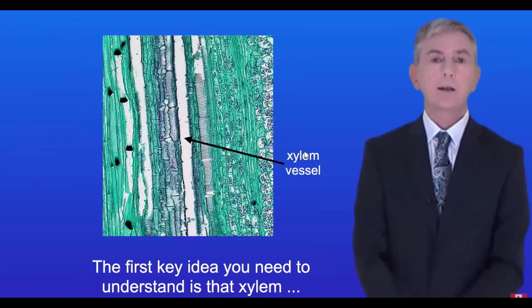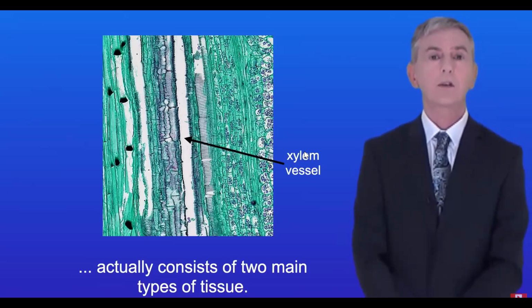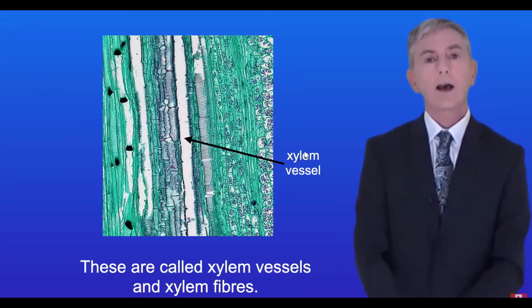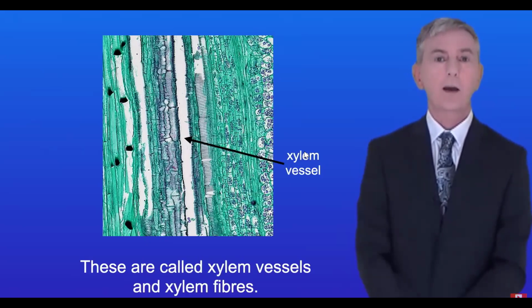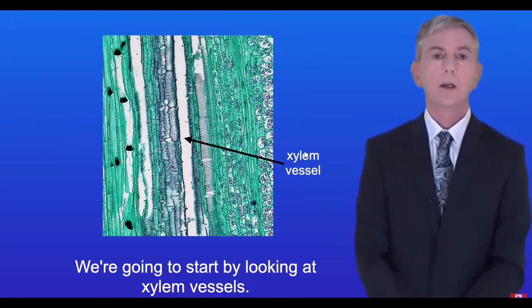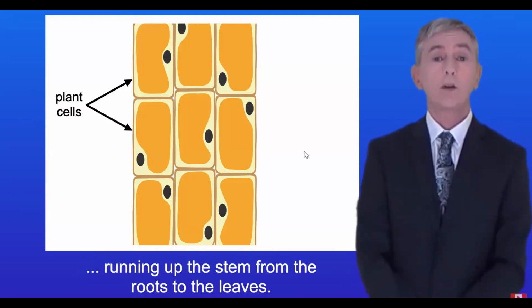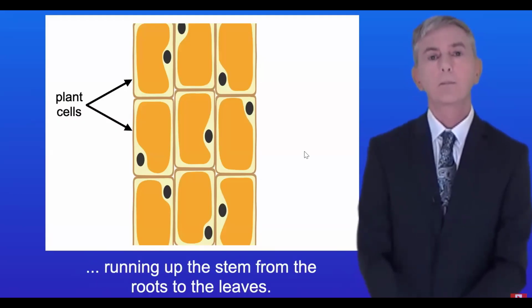Now, the first key idea you need to understand is that xylem actually consists of two main types of tissue. These are called xylem vessels and xylem fibers. We're going to start by looking at xylem vessels. Xylem vessels start as a series of plant cells running up the stem from the roots to the leaves.